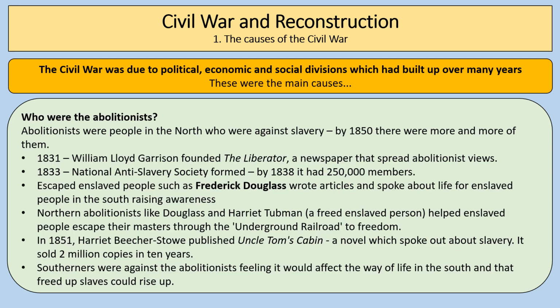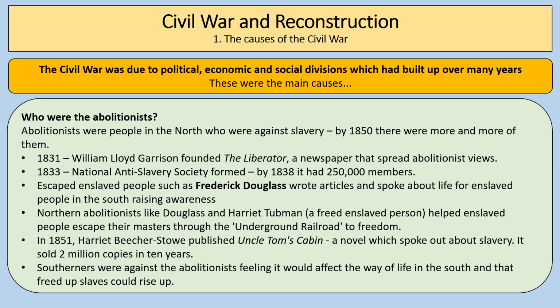So one of the key things to know about is that there were a group of people in the North who were what were known as abolitionists. They were against slavery and they wanted slavery to be abolished. And this movement was growing by the 1850s. Now, in 1831, William Lloyd Garrison had founded The Liberator, which is a newspaper that spread abolitionist views. In 1833, the National Anti-Slavery Society was formed, and by 1838, it already had 250,000 members.